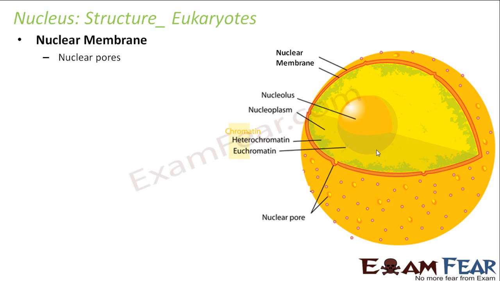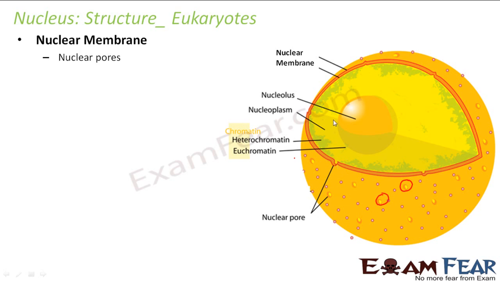So in the eukaryotes, you have a nuclear membrane, which is the outer covering of the nucleus. So if you look, this is the outer covering. This thin red colored covering is nothing but the nuclear membrane. Now, on this nuclear membrane, you have small pores which are known as the nuclear pores. So you can see small pores here. These pores are known as the nuclear pores. These yellow colored things are all pores.